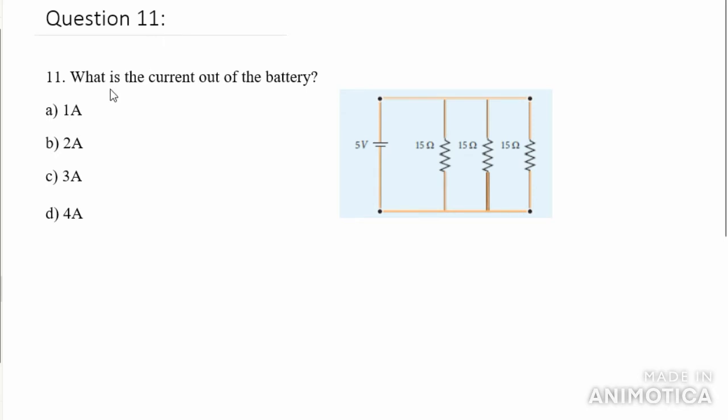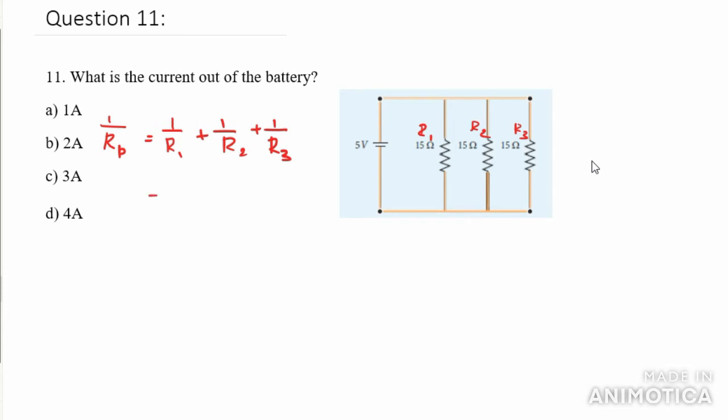Question number 11. What is the current out of the battery? In the circuit we have to find the current out of the battery. Battery is 5 volt. Here there are 3 resistances connected in parallel. So first you have to find the equivalent resistance. 1 by Rp is equal to 1 by R1 plus 1 by R2 plus 1 by R3, equal to 1 by 15 plus 1 by 15 plus 1 by 15, that is 3 by 15, or 1 by 5. So the equivalent resistance is equal to 5.